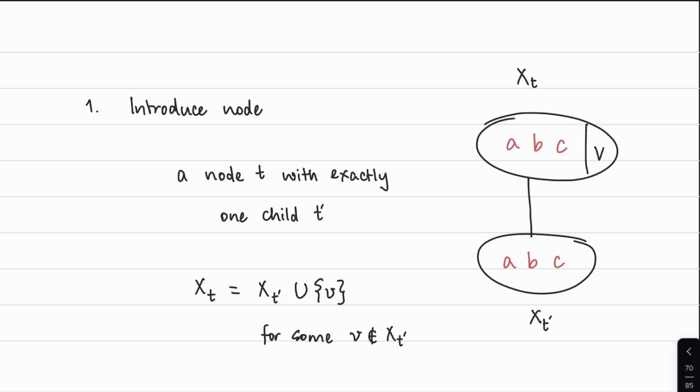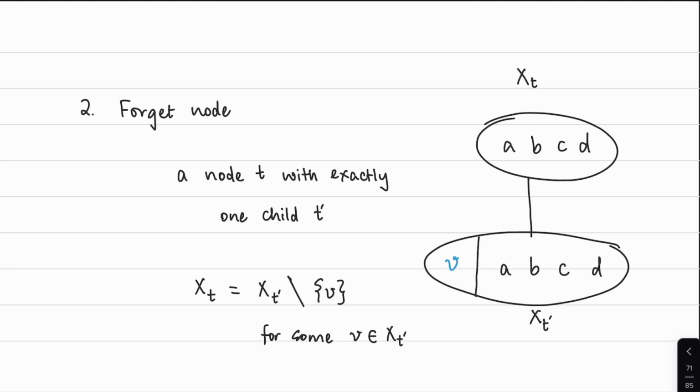The first kind of node you can have is what's called an introduced node. An introduced node is a node that has exactly one child, and the bag at the introduced node has exactly one new vertex compared to the bag associated with its child node. So if the introduced node is t and the child is t prime, then X_t is X_t prime union exactly one new vertex v that does not appear in X_t prime. That's what's called an introduced node. You might say that the vertex v is introduced at the node t.